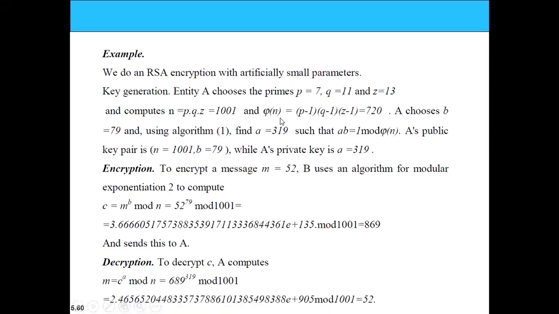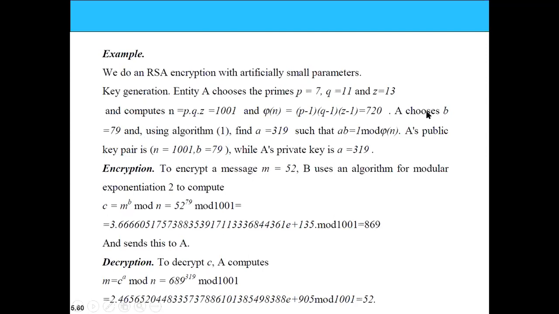In that case, phi of n is also very large. It means the ring Z_1001 has more unit elements as compared to taking only P and Q, that is 77. So if you choose B as 79, using algorithm one, A is 319. Then A times B is congruent to 1 mod phi of n.